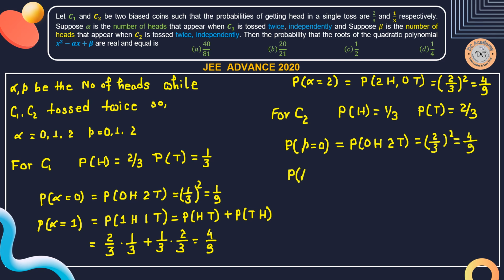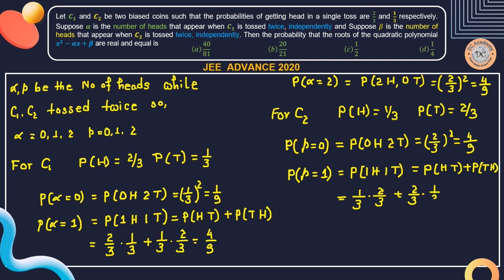Probability of beta equal to 1. That implies here we get 1 head and 1 tail. Same logic, here we can get first head and then tail, or in some experiment we get first tail and then head. So the probability of head will be 1/3 multiplied by 2/3, then 2/3 and 1/3, which gives me 4/9.